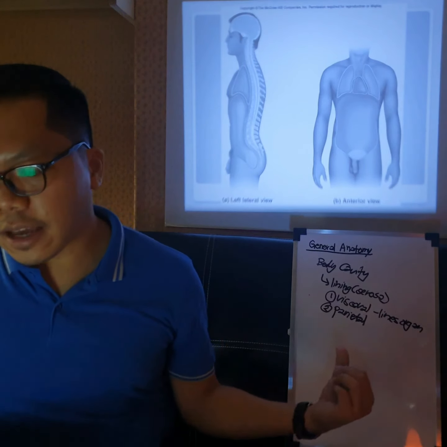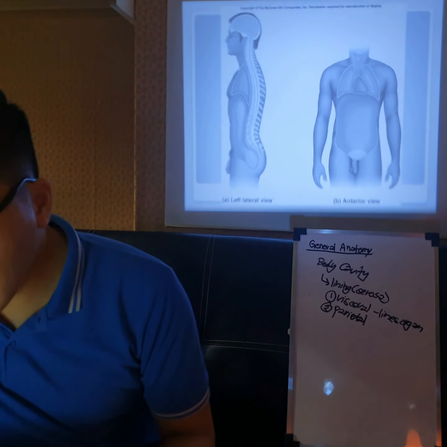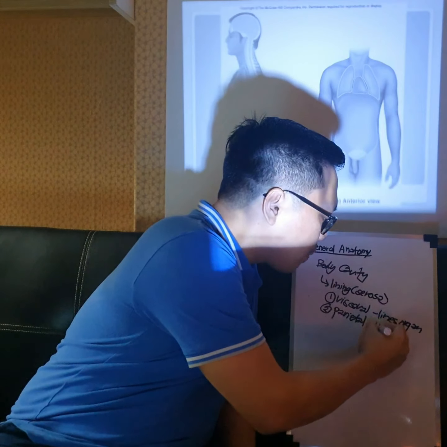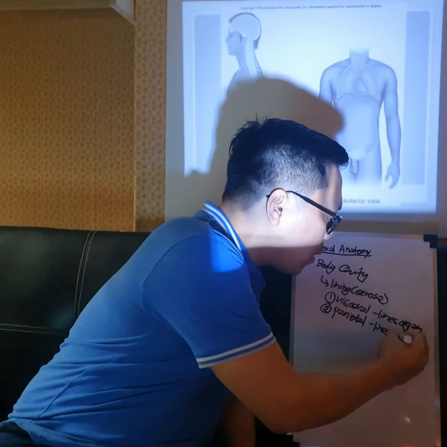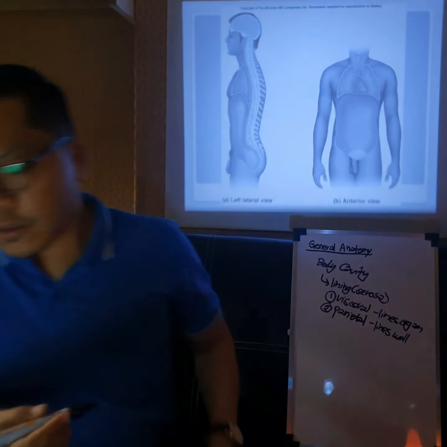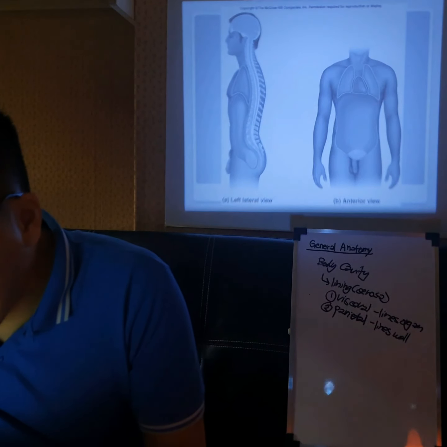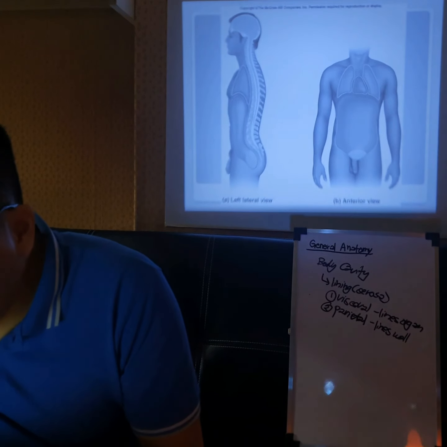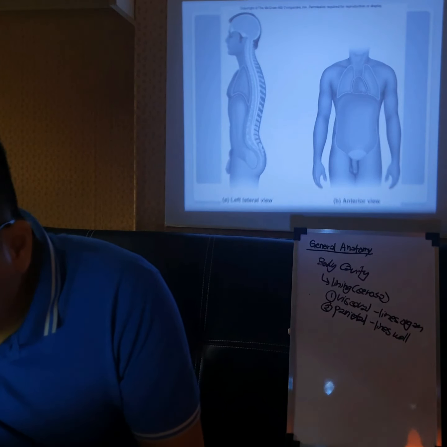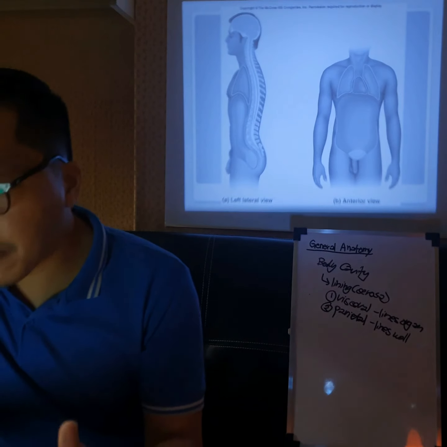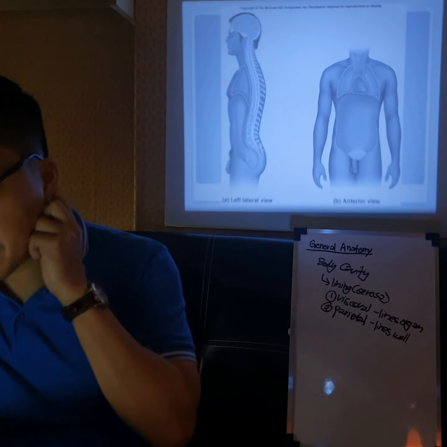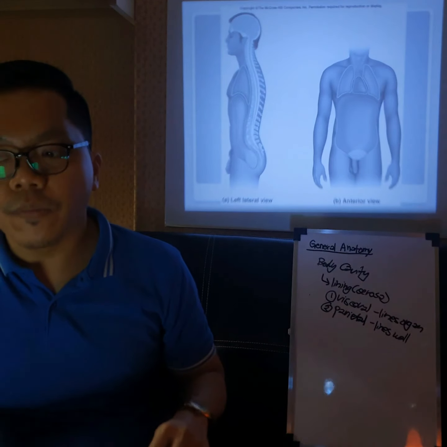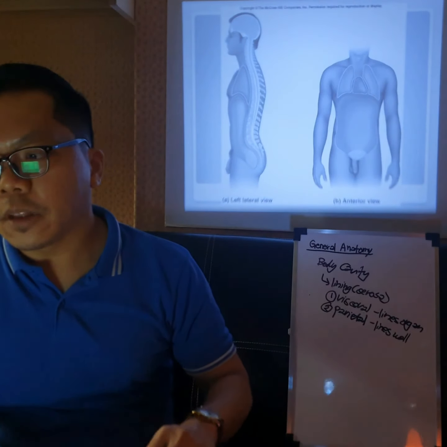Then, we are left with the parietal epithelium. So, this one naman lines the wall. So, the parietal lines the wall of the body cavity. Okay? Then, itong mga body cavities na to, may kanya-kanyang tawag dito, depende kung saan sila located.